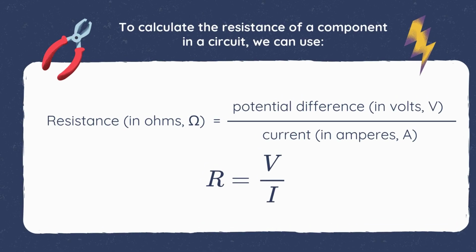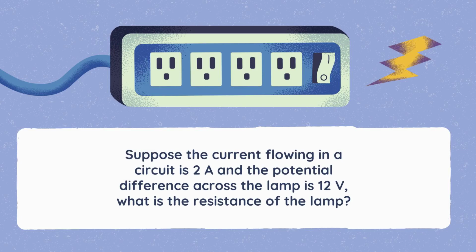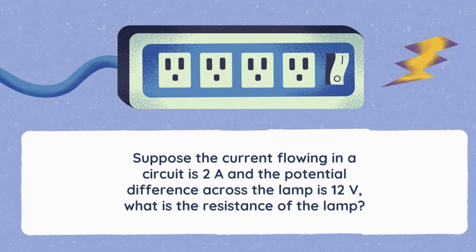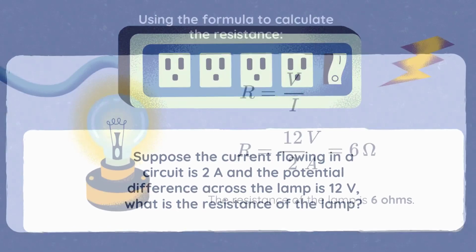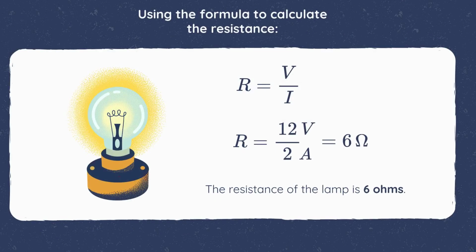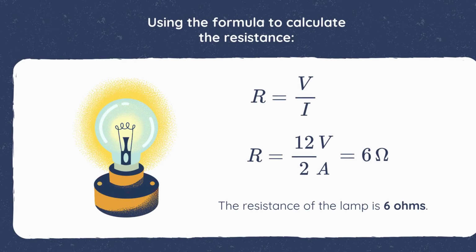For this we will be using Ohm's law. Suppose the current flowing in a circuit is 2 A and the potential difference across the lamp is 12 V. What is the resistance of the lamp? Use this formula to calculate: resistance equals voltage divided by current. So 12 volts divided by 2 amperes of current gives you 6 ohms of resistance.